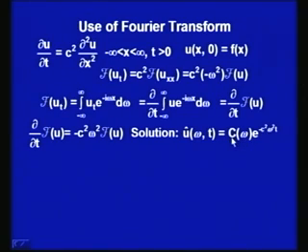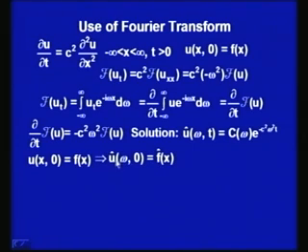Now, this constant c omega can be determined using my initial condition. Now, what is the initial condition? If I take the Fourier transform of this initial condition also, because the initial condition is also a function of x, then what would I get? U hat omega 0 is f hat, that is, the Fourier transform of u at omega 0 is the same as the Fourier transform of f of x.